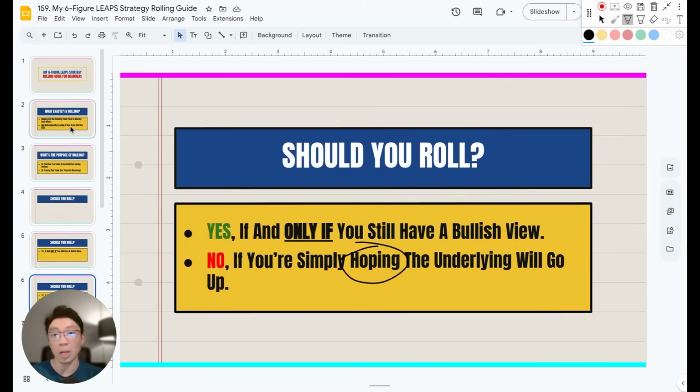Because if the market goes up, yes, you're going to be in profit. But if the market goes down, then you're going to be in a bigger loss than if you hadn't rolled in the first place. So that is why it's very important to first identify the reason for rolling. And the only time you should be rolling is if you still have a bullish view.